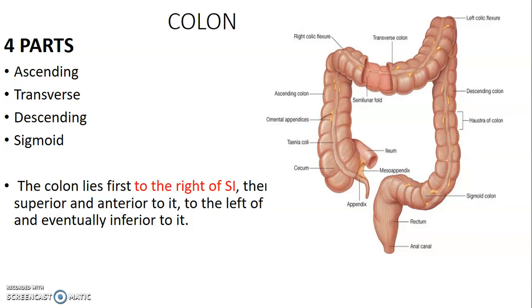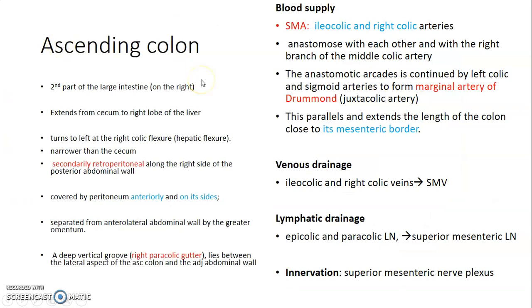So the colon lies to the right of the small intestine first, then superior to the small intestine, then anterior to it, then to the left, and eventually inferior to the small intestine. So we'll start with the ascending colon because it's the first part of the colon.